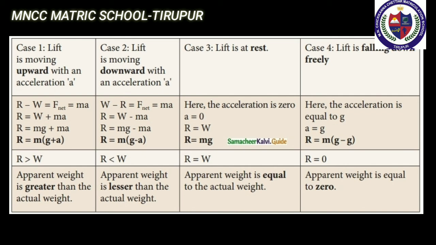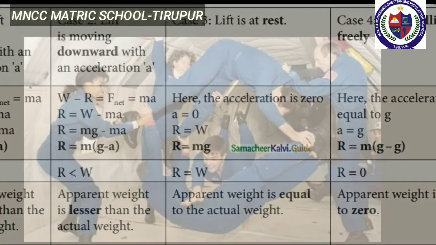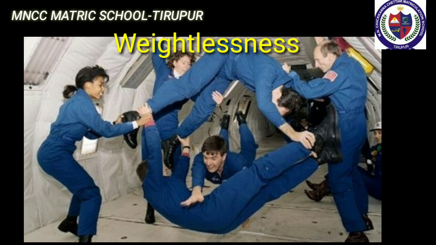Next case 4, lift is falling down freely. Here acceleration is equal to acceleration due to gravity. That means A is equal to G. So apparent weight is equal to 0. Next let us see about weightlessness. Whenever a body or a person falls freely under the action of Earth's gravitational force alone, it appears to have zero weight. This state is referred to as weightlessness.